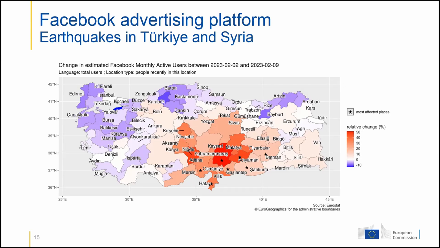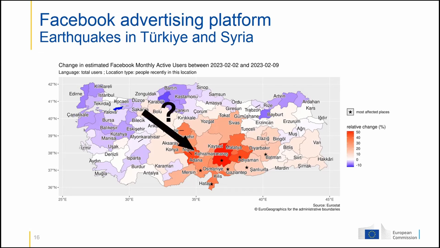And you can see there seems to be a clear pattern in these relative changes. The darker, let's say the red areas are where these changes are incrementing. And this happens apparently in the area hit by the earthquake and around the earthquake, which is where the star symbols are. And all the other areas saw a decrease in this monthly active usage.